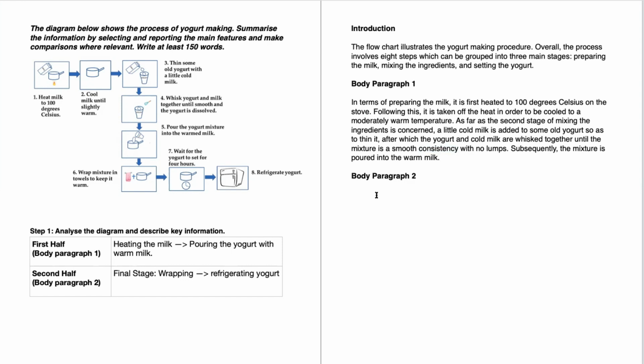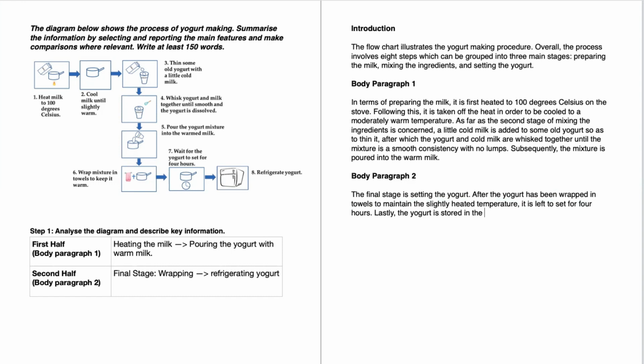Now we're going to look at body paragraph 2, which remember is the final stage. So we're going to talk about wrapping and then all the way up to refrigerating the yogurt. Final stage is setting the yogurt. Now, after the yogurt has been wrapped in towels to maintain the slightly heated temperature, it is left to set for 4 hours. Lastly, the yogurt is stored in the refrigerator to keep it cool.